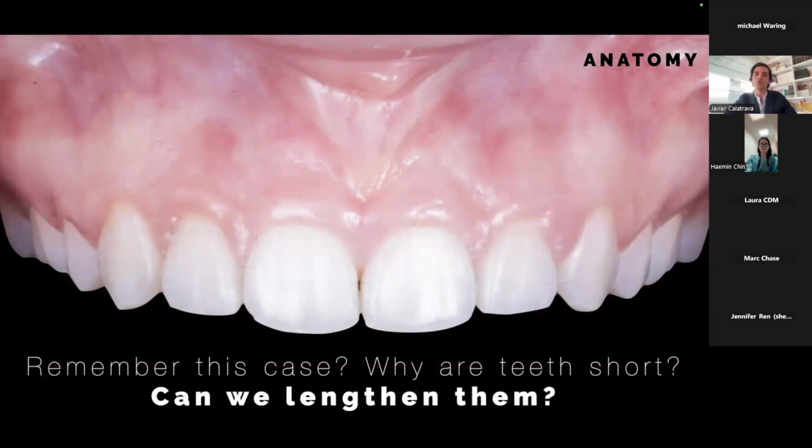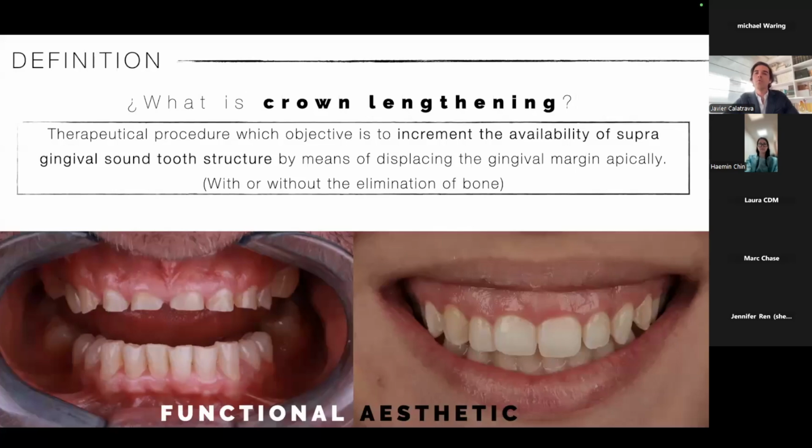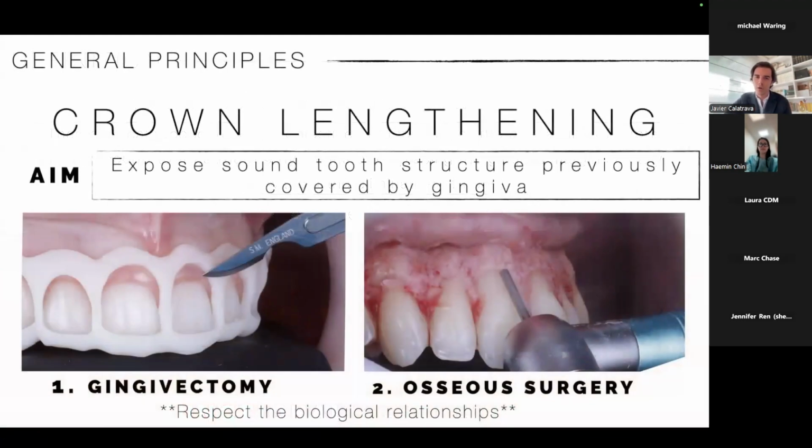So when a patient comes with short teeth and we ask ourselves if we can lengthen them, we are starting to talk about what a crown lengthening is. And the definition is very self-explanatory: when we want to increase the availability of the supragingival sound tooth structure by moving the gingival margin apically. And that we can do by removing gingiva, or sometimes also combining it with the removal of bone. And this can be done either for functional or, as we're going to talk today, mostly aesthetic purposes. So we basically want to make the teeth longer.